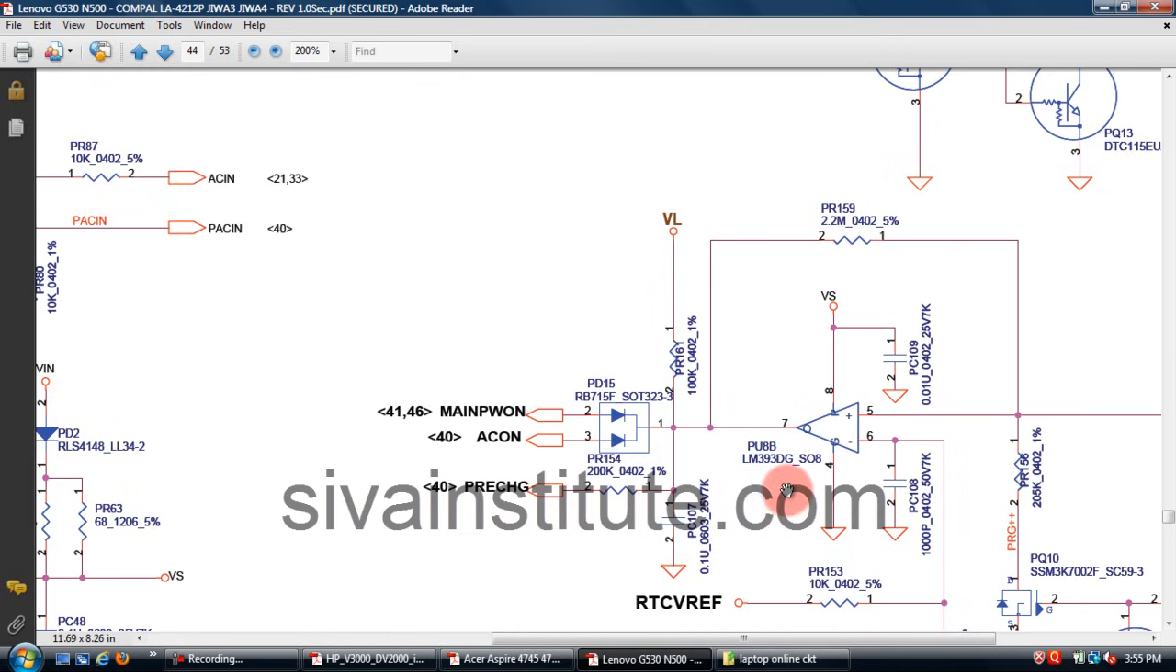you change this LM393. In this condition, in this set, the power button has nearly 12 to 15 volts DC. Any laptop motherboard power button has 12 volts to 15 volts DC. You should check this 8 pin IC, that is LM393.